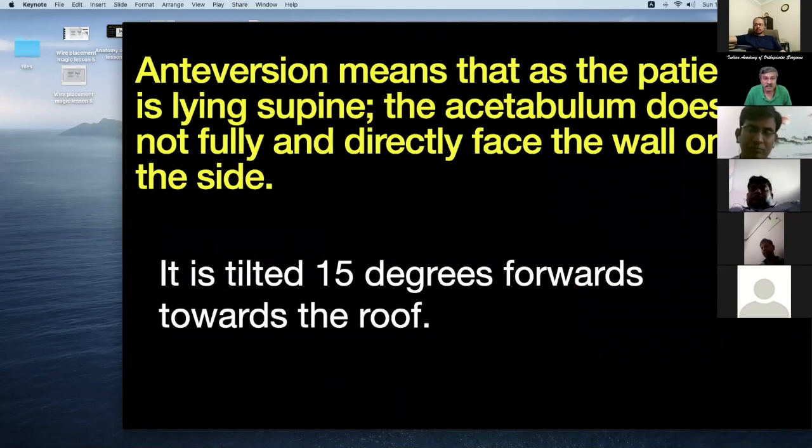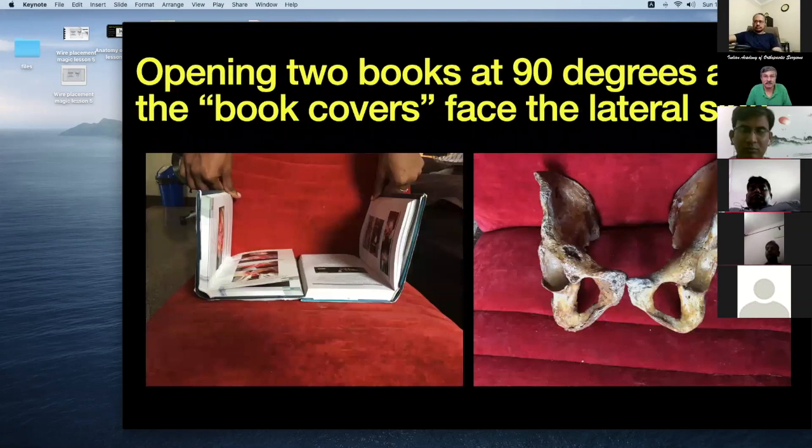Unlike femoral version, in acetabular version, anteversion means that as the patient is lying supine, the acetabulum does not fully and directly face the wall on the lateral side. It is tilted 15 degrees forwards towards the roof. Suppose you are lying on the bed, your acetabulum technically faces either the left side wall or the right side wall. But it does not fully face the left side or right side wall. It faces slightly between the wall and the ceiling. And that is the anteversion of the acetabulum, or the native version of the acetabulum.